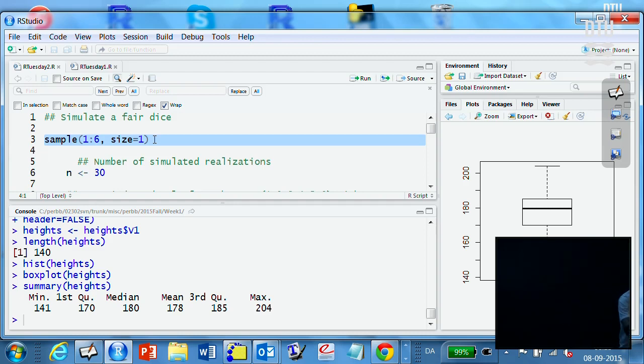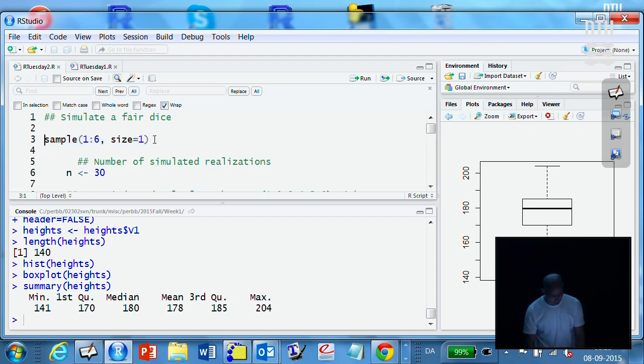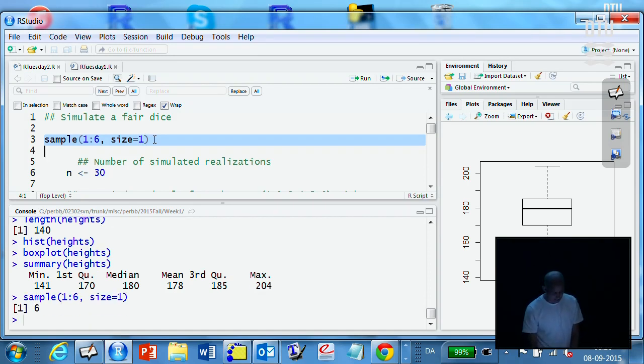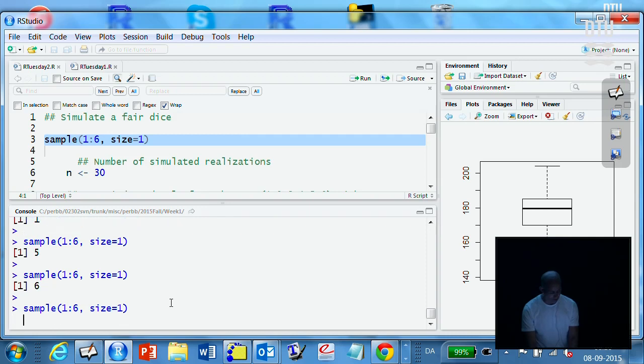It would take a long time if I asked you to bring some dice and do 100,000 dice throws. It's much easier to let the computer do it. For instance, there's a nice function in R called sample that can take a random number between 1 and 6. Let's see. I didn't cheat. It's not 6 all the time. 5. This is like throwing a dice.